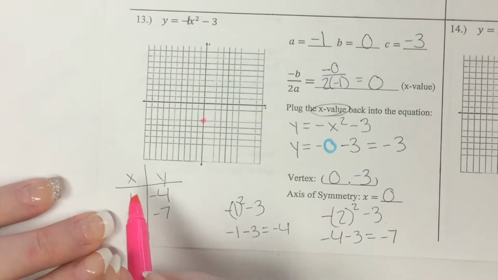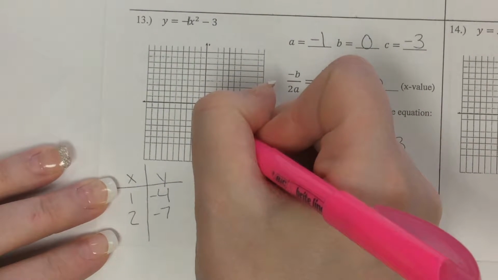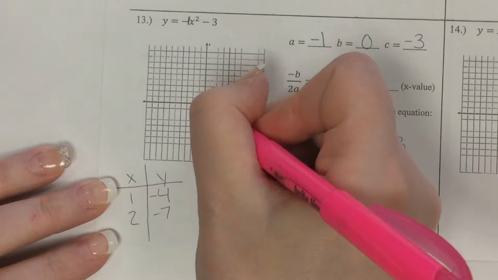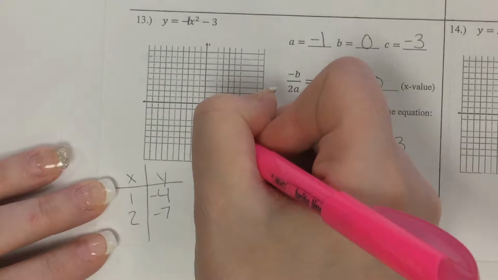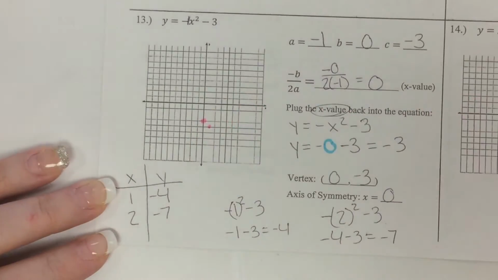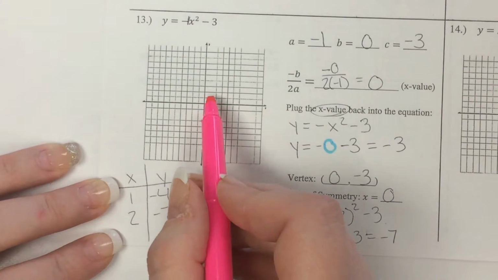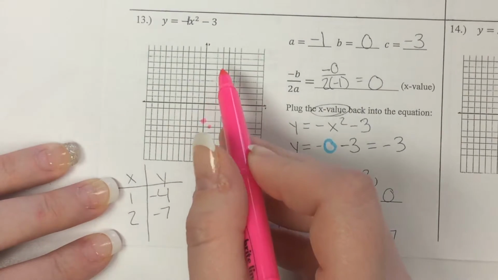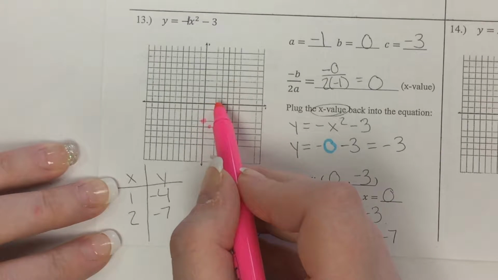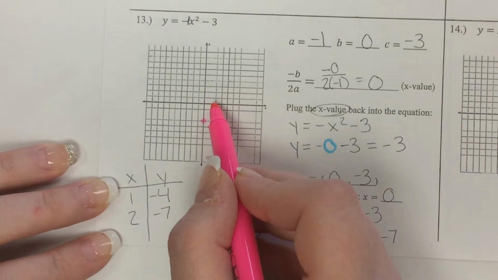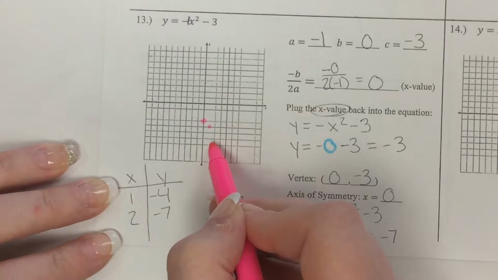So let's plot these 2 points. 1, negative 4. So 1, 2, 3. I'm sorry, I miscounted. 1, 2, 3, 4. And then we have 2, negative 7. There is a line here, by the way. There's not this big of a gap between them. It just didn't copy very well. So we're going to have 1, 2, right here, and then down 7. 1, 2, 3, 4, 5, 6, 7.